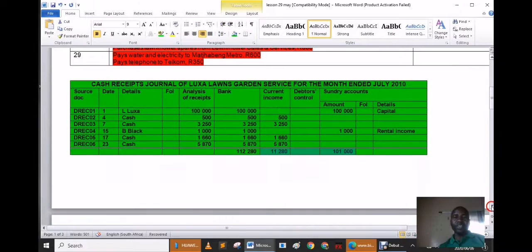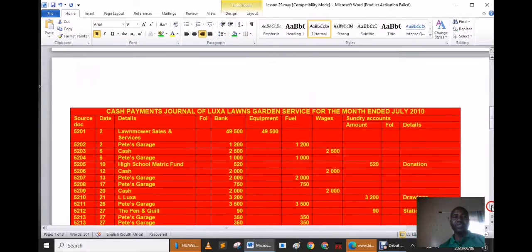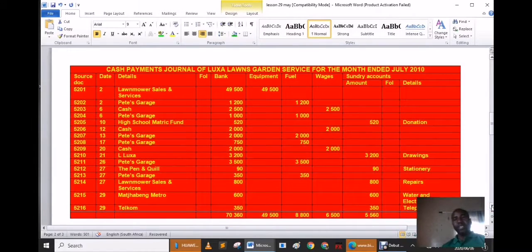All the items that we recorded in the red part were the things that were resulting in cash going out. So the same thing again, we want to know the source document, and therefore we write the document number, in which case all these will be CC.